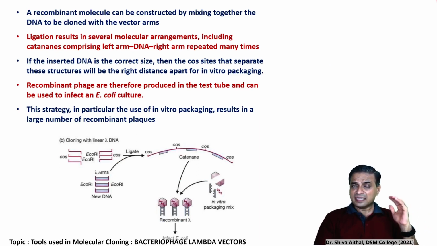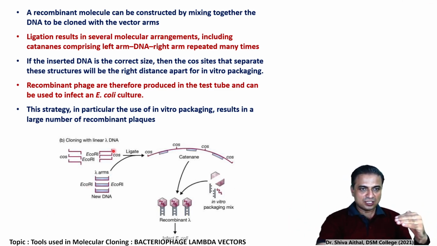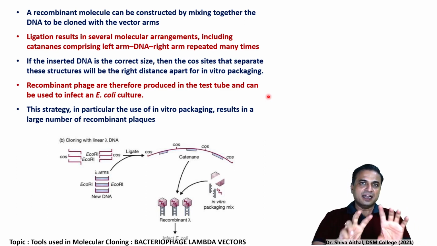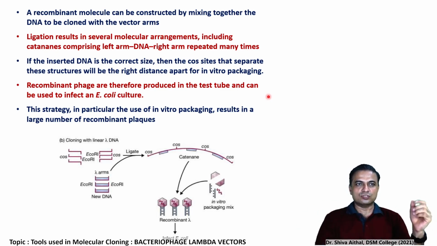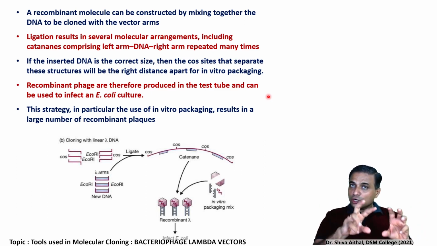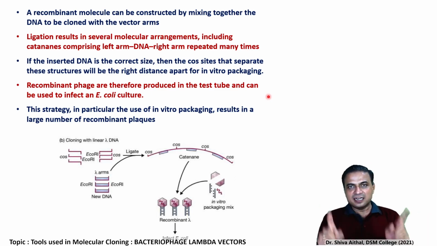By this, the recombinant molecule can be constructed by mixing together the DNA to be cloned and the 2 arms. It becomes easy. As you can see, cloning with a linear DNA is much easier than with circular DNA. There are various lambda arms, new DNA, and various end-to-end cos sites that can be ligated, and you can create different chimeras, different DNA molecules. Ligation can result in several permutation combinations of molecular arrangements, and it can include catenanes. Catenane structures are repeated DNA molecules comprising the left arm DNA and right arm DNA in repeated sequences.